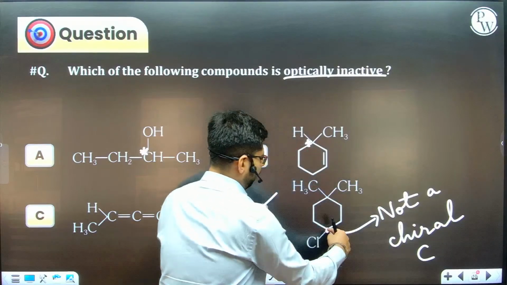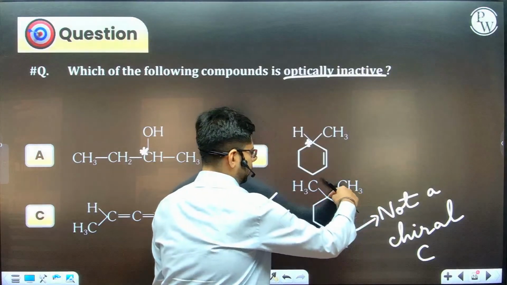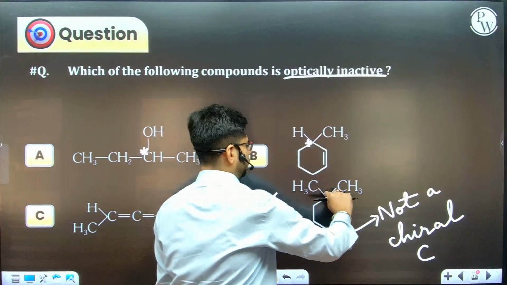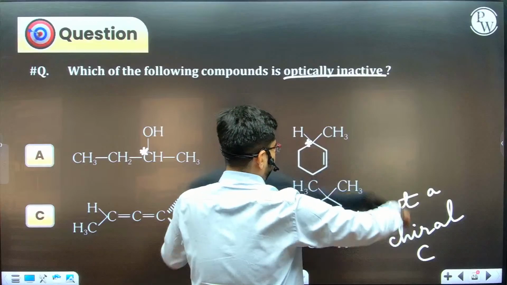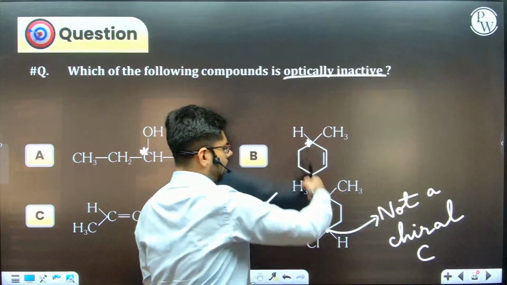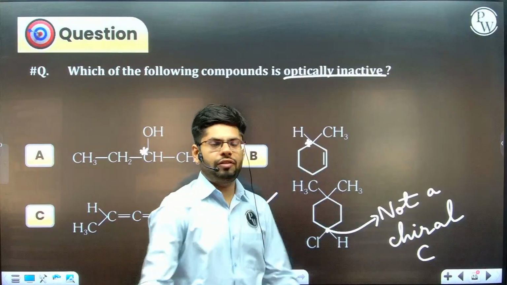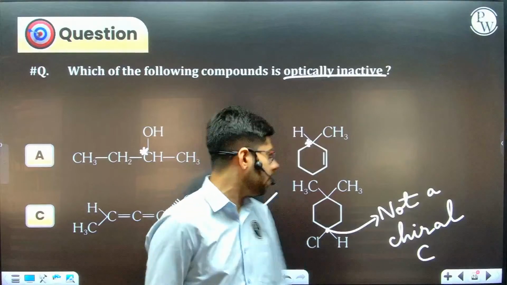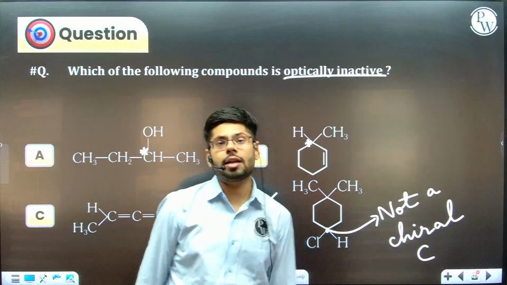If you travel from this side and reach towards the opposite side, and similarly if you travel from this side and reach like this towards the opposite side, these two paths are the same, which means there is no difference between this path and this path, which means these two groups are the same. And we know that if a carbon has two same groups attached to it, it cannot be chiral, and hence this carbon is not a chiral carbon atom.